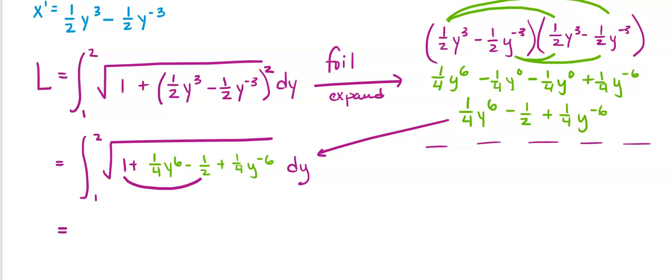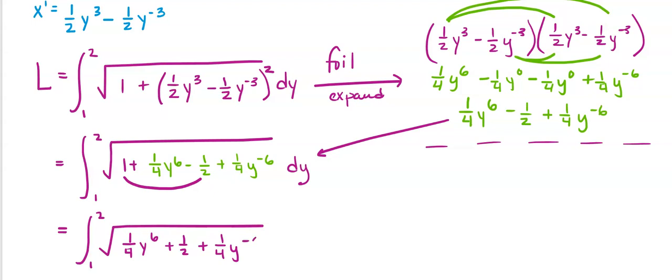Again, my integral is still pretty much the same. My bounds aren't changing because I haven't really changed variables or anything. I'm just rewriting the way it looks. So what I have here is 1/4 y to the 6th plus 1/2 plus 1/4 y to the negative 6th. My gut reaction is that this might be something we can factor, so let's work on the side and see if we can get it to factor.